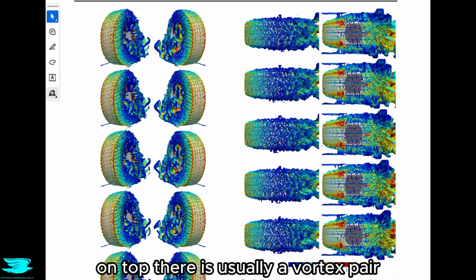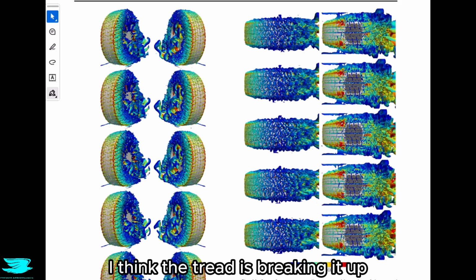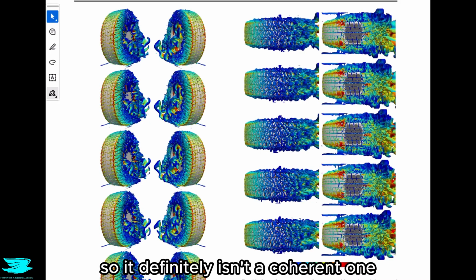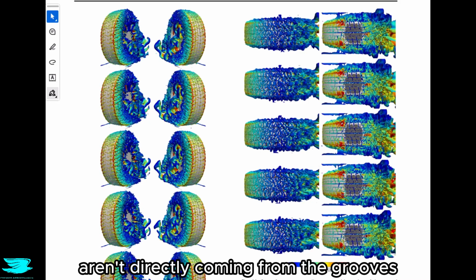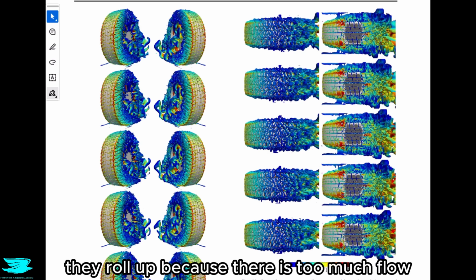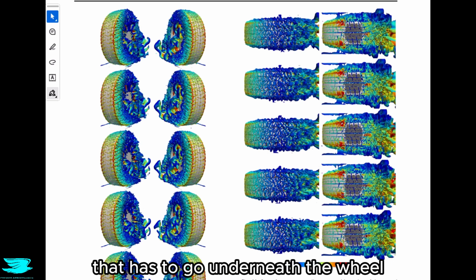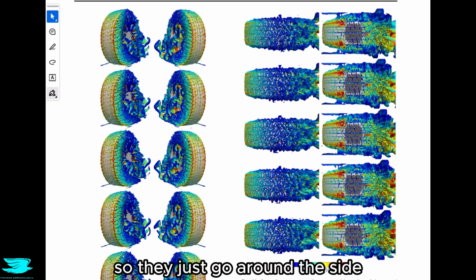On top, there is usually a vortex pair, but we don't see it here. I think the tread is breaking it up, so it definitely isn't a coherent one. And that kind of makes sense again because the jetting vortices aren't directly coming from the grooves. They roll up because there is too much flow that has to go underneath the wheel, so they just go around the side. So the grooves won't affect it directly.